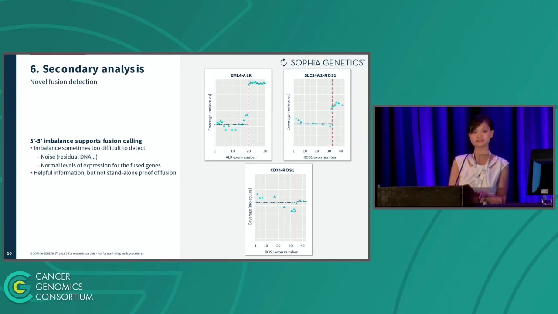So we've seen assays where expression imbalance is used as the primary source to detect a novel fusion. However, we find that it's just useful information, particularly in borderline cases where you want more supporting evidence for a real fusion.